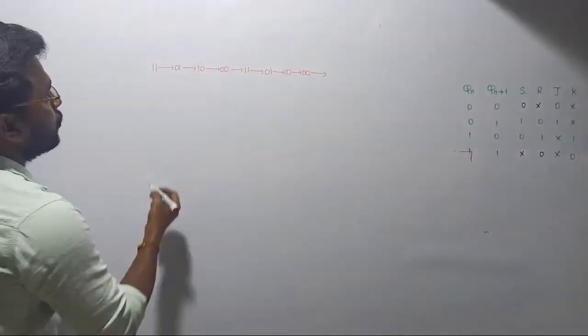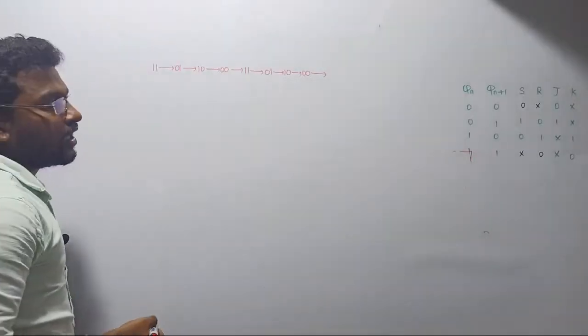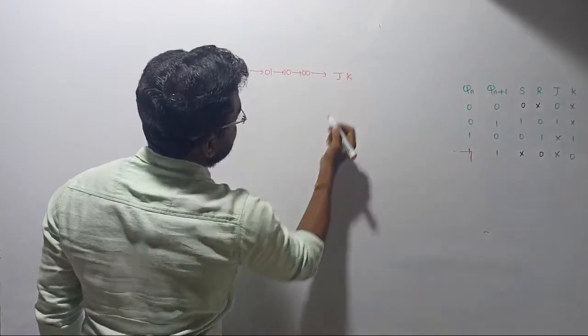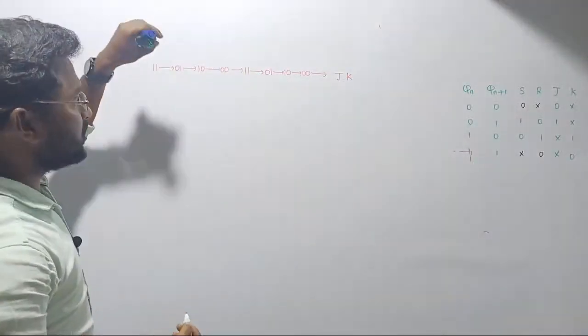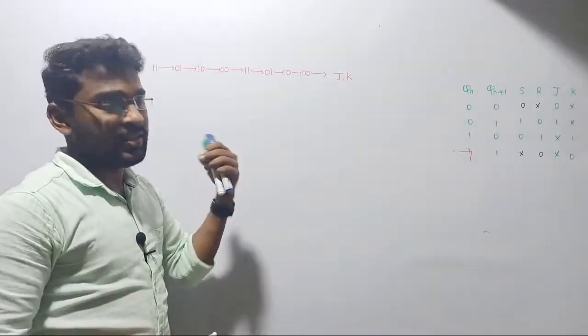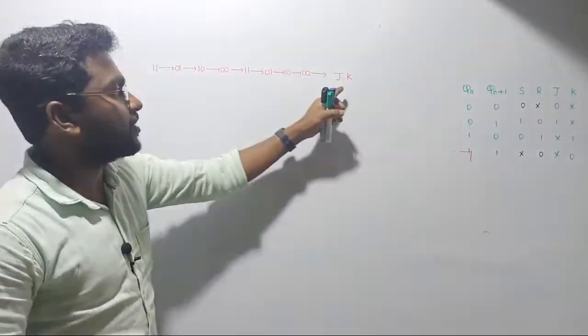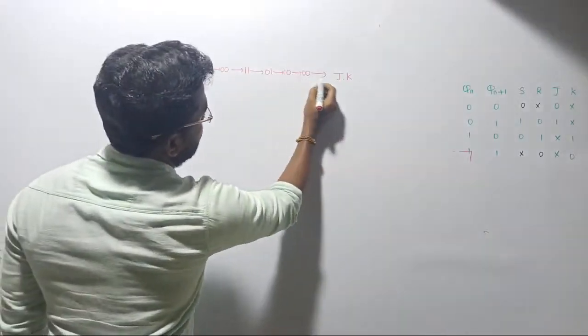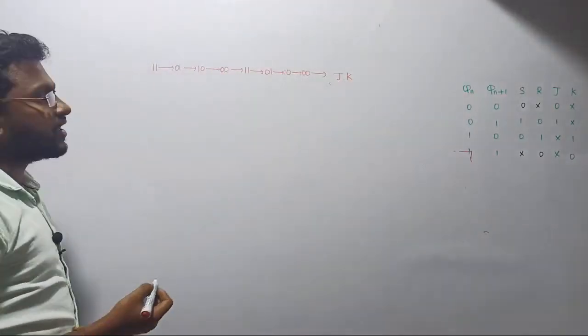Now this is simply called a random sequence, and you are supposed to implement this by using JK flip-flops. The question is: design the counter for the given random sequence by using JK flip-flops. That is the given question.